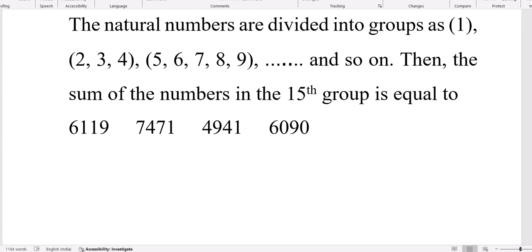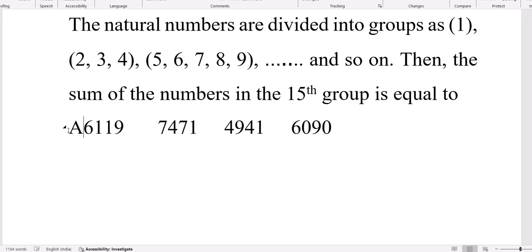So this question definitely will enhance your logic, and if you are interested, you can write the program as well. The question is: the natural numbers are divided into groups as follows. The first group is one number, 1. 2, 3, 4 is the second group, 5, 6, 7, 8, 9 is the third group, and so on. The question is, what is the sum of the numbers in the 15th group? Options are also given.